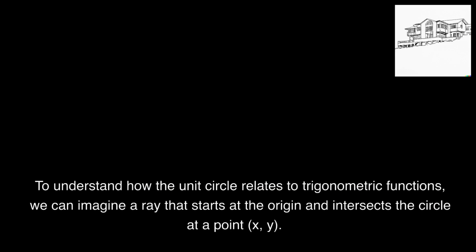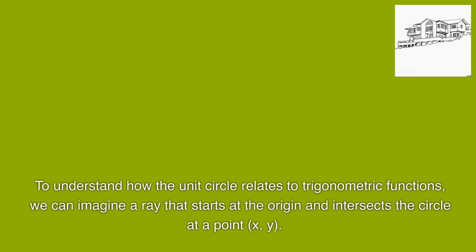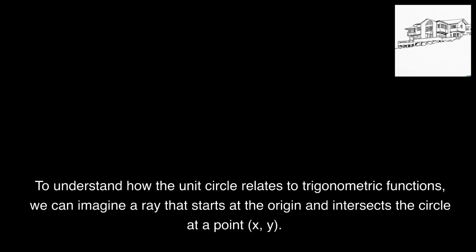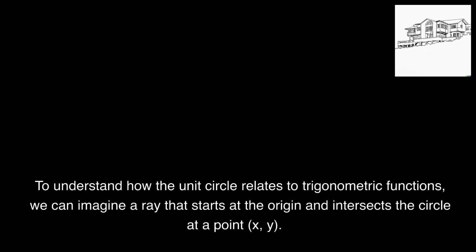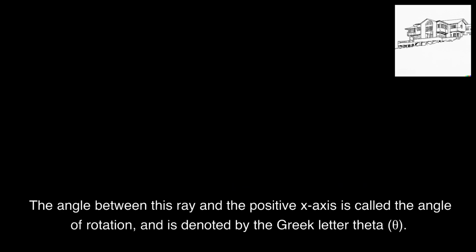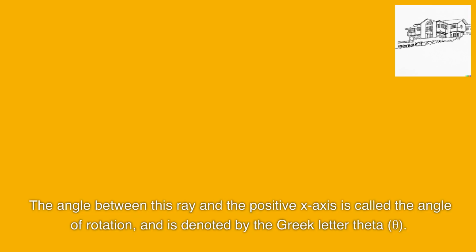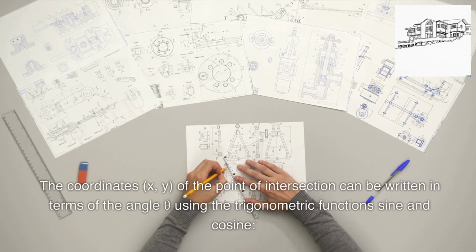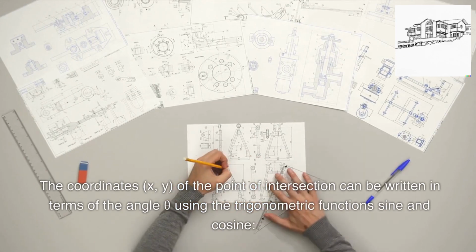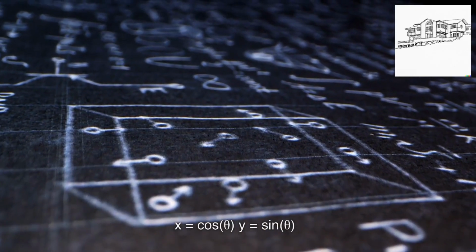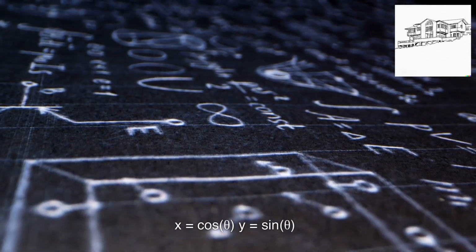To understand how the unit circle relates to trigonometric functions, we can imagine a ray that starts at the origin and intersects the circle at a point (x, y). The angle between this ray and the positive x-axis is called the angle of rotation, and is denoted by the Greek letter theta. The coordinates (x, y) of the point of intersection can be written in terms of the angle theta using the trigonometric functions sine and cosine. x equals cosine theta, y equals sine theta.